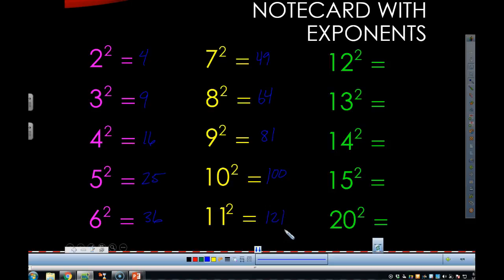12 squared, 12 times 12 is, you know this one, right? 144. Next one, 13 squared, 13 times 13, 169. Next one, 14 squared, 14 times 14, 196. 15 squared, 15 times 15, 225. And last one, 20 squared, 20 times 20 is 400. If you know all of these, it is much easier and quicker to work these problems.